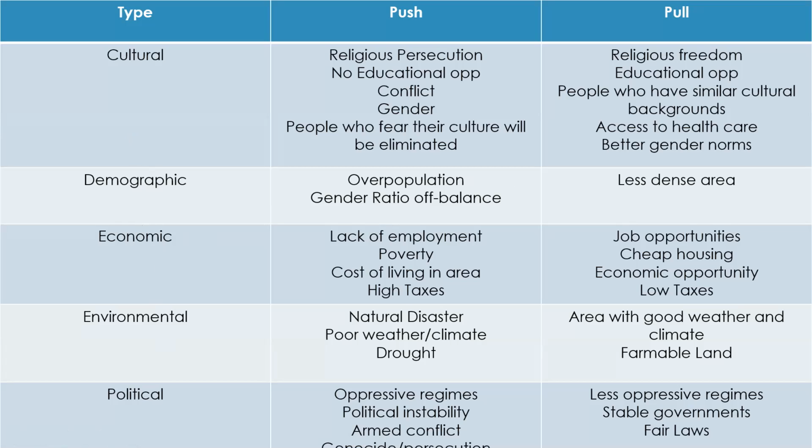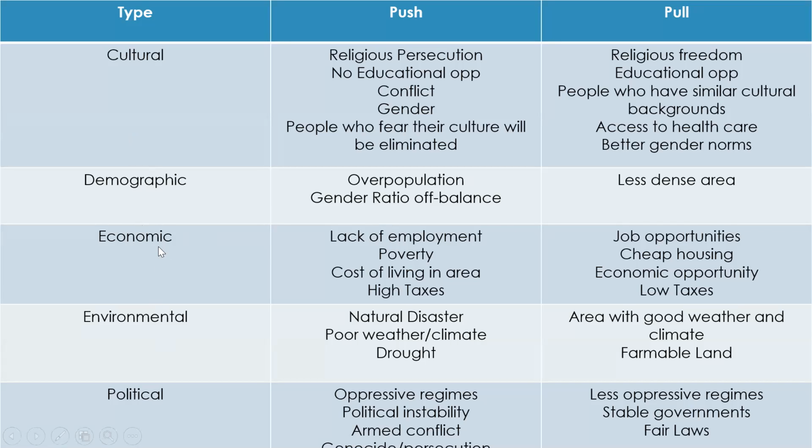I'm going to begin with economic here. Things that might push people out of a country or state for economic reasons might be high unemployment, lack of services, high taxes, the fact that people are losing jobs. Things that might pull people into an area: the fact that there's low unemployment, a variety of goods and services, numerous jobs, low taxes.